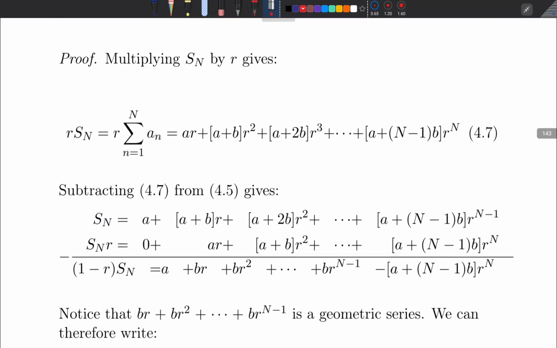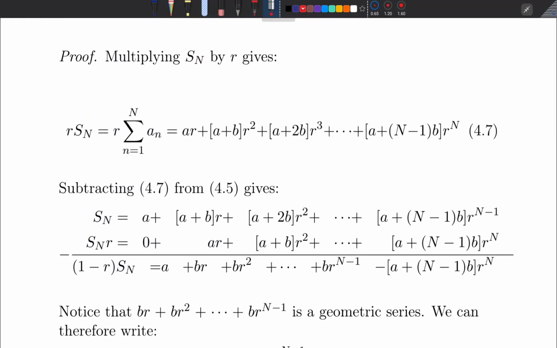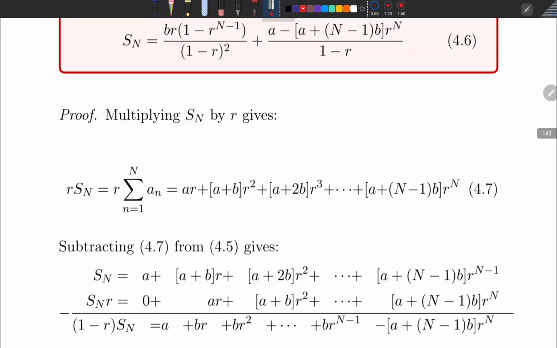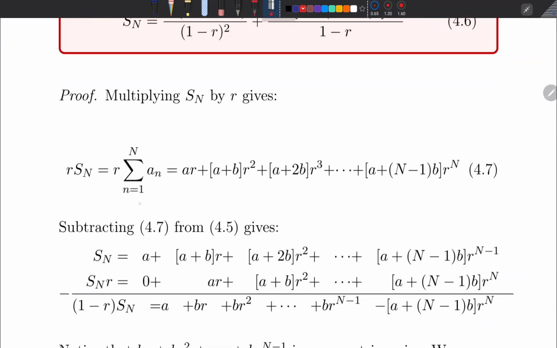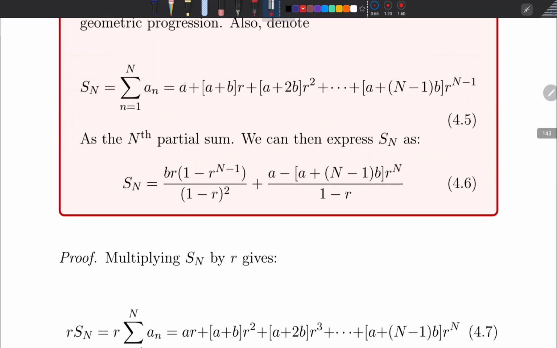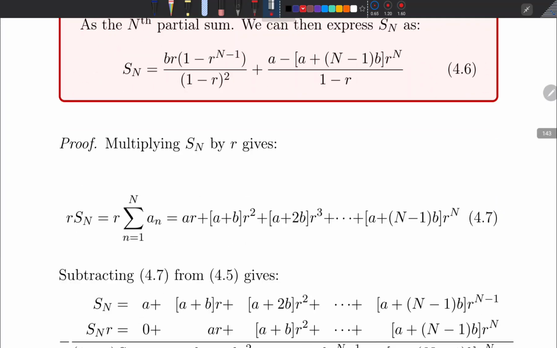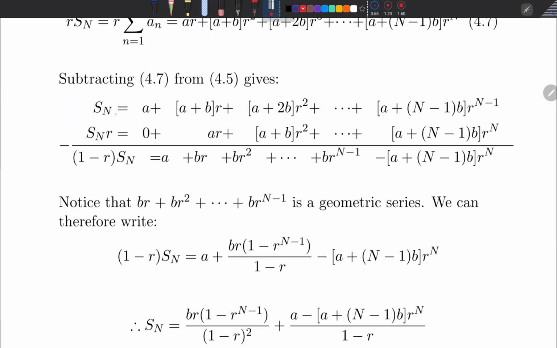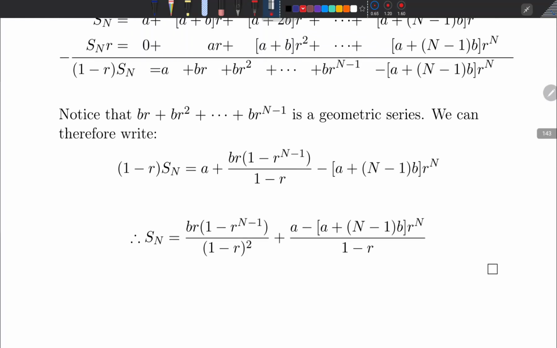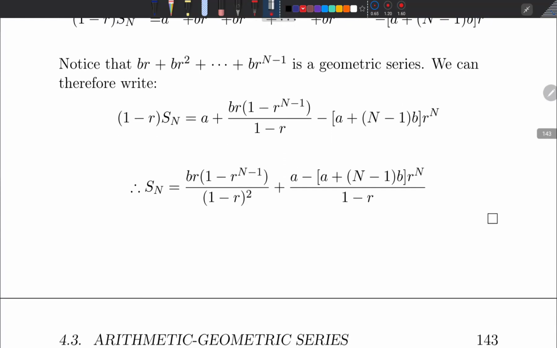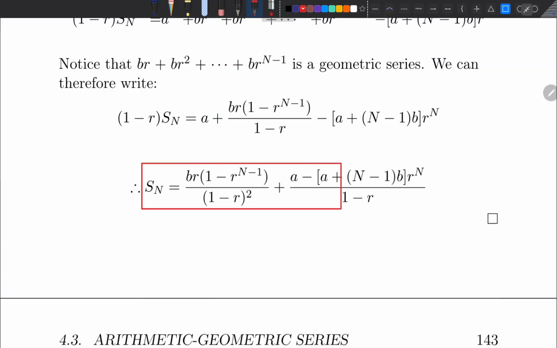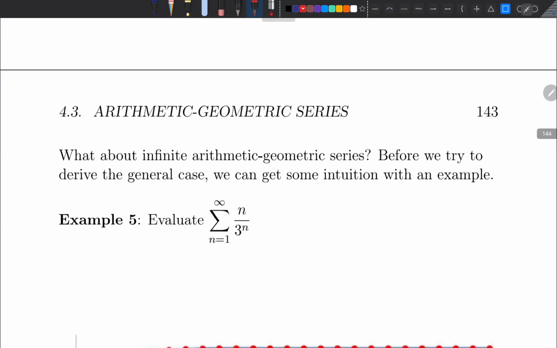Now we've got a proof as well here. R times S sub N equals R times the sum, so basically we just multiply with the common ratio, right, and then we subtract. After subtracting, we would have these kinds of things, and from here it's understood. It's the same stuff that we did earlier, but it looks ridiculous at first, but it's all right.